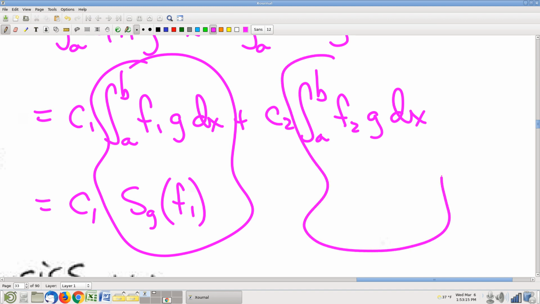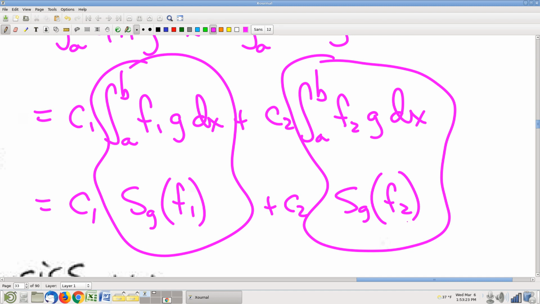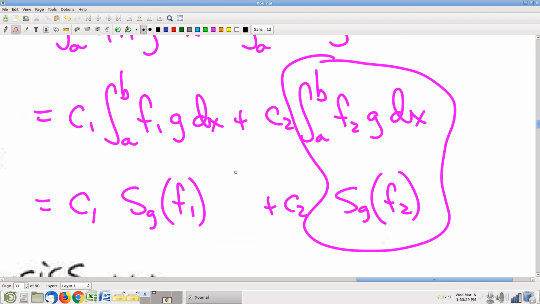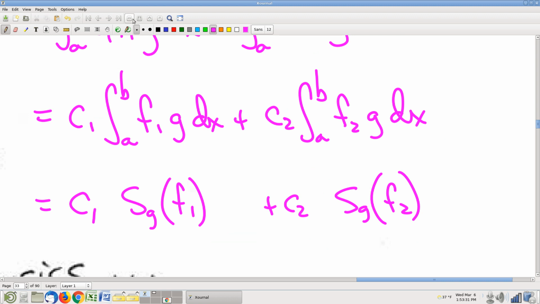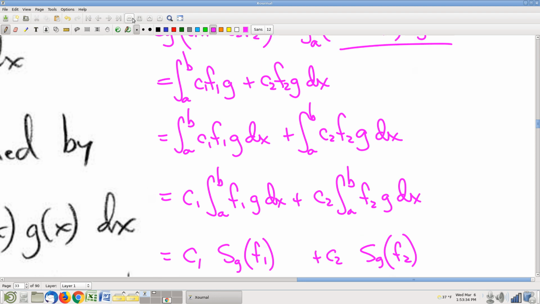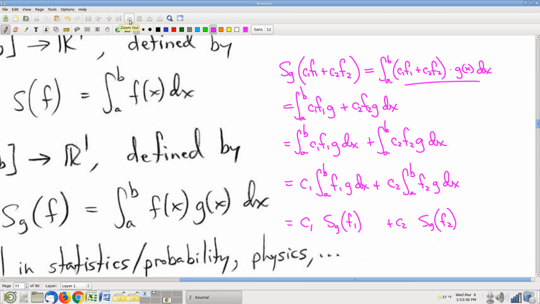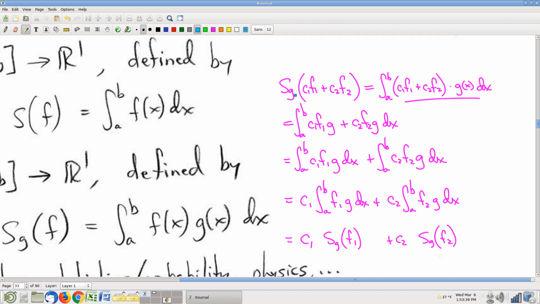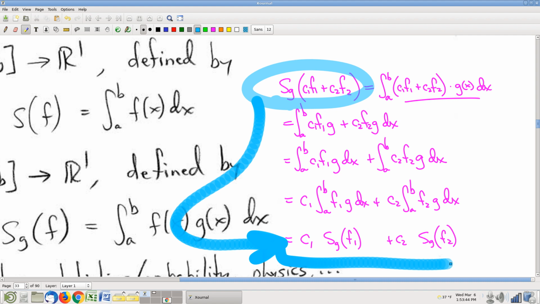And this thing here is the definition of SG of F2. And so, as required, as we were hoping would be true, okay, one more zoom out. As we were hoping would be true, if I put a linear combination into this SG function, I get the expected linear combination out of this function. So SG satisfies the linearity property.